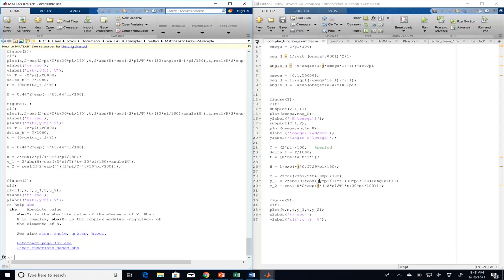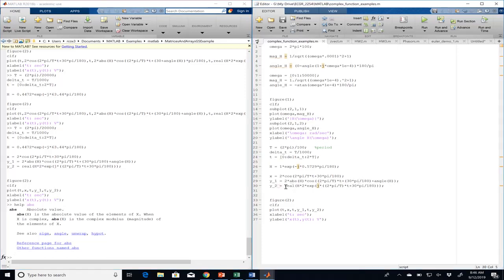Now I multiply that by cosine 2 pi t plus, now notice this, here's that 30 degrees, all right, because that's the 30-degree shift that we have in the input. And then I add to that the angle of h, okay? Now notice the angle of h, I don't do anything funny with that. I don't change the units of that because the angle function will always output in radians. And my cosine always expects everything to be in radians.